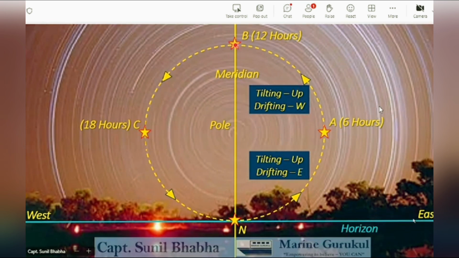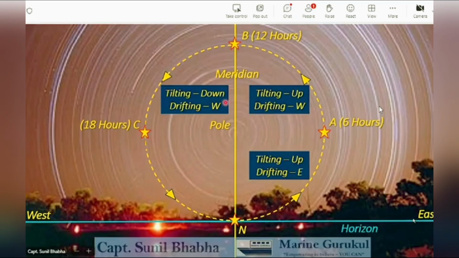Now after point Bravo, the gyrostar is going to move from Bravo to Charlie. When it is moving from Bravo to Charlie, you can now observe that the altitude of the gyrostar is decreasing. The altitude is decreasing. It is coming down in the sky. So that tells us that the tilt of the spin axis will also be decreasing. The spin axis will also be moving downwards. So we can say that the spin axis is tilting down.